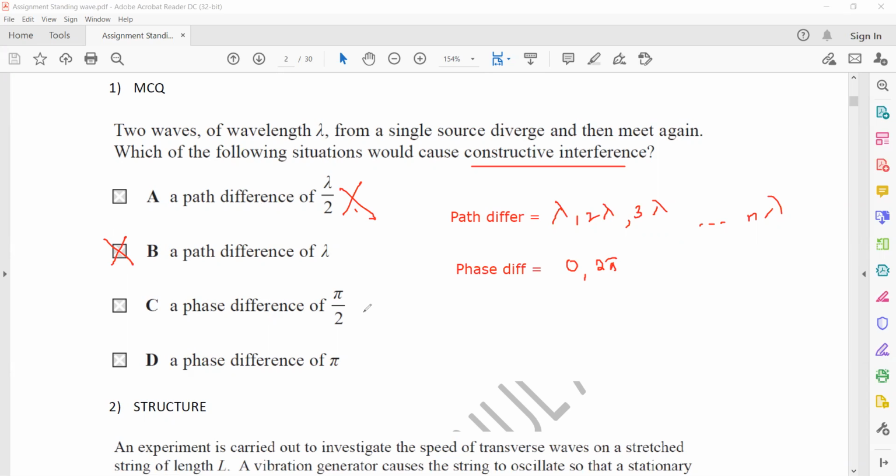A phase difference of pi by 2 means 90 degrees, so it will not be a complete constructive or destructive interference. When it is pi or 180 degrees, it will be completely destructive interference. So B is the right answer for question 1.